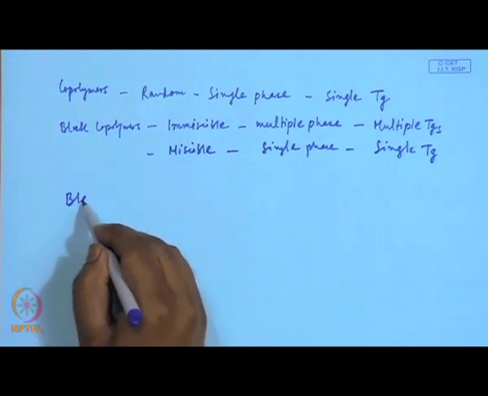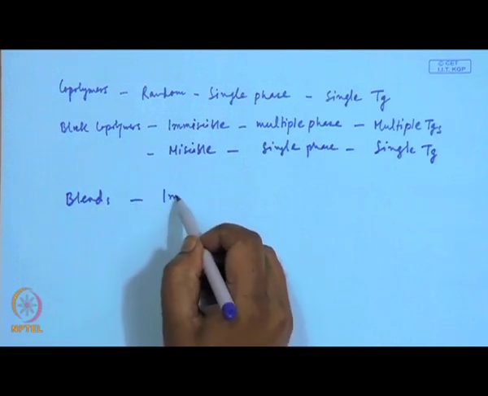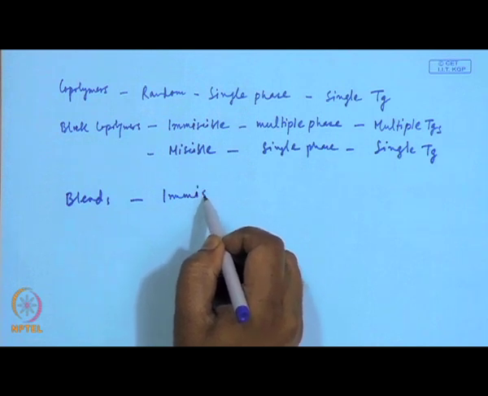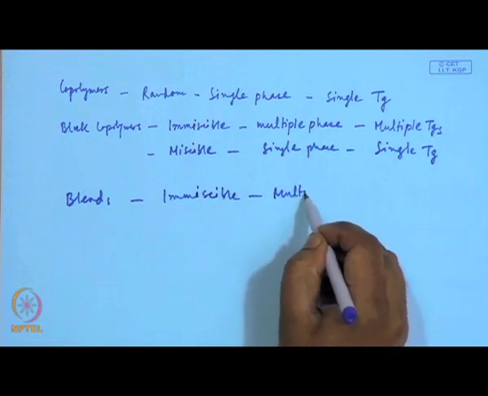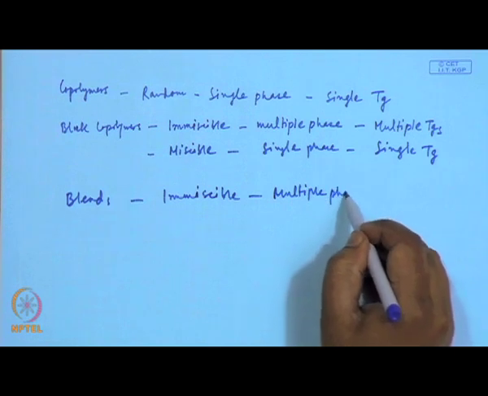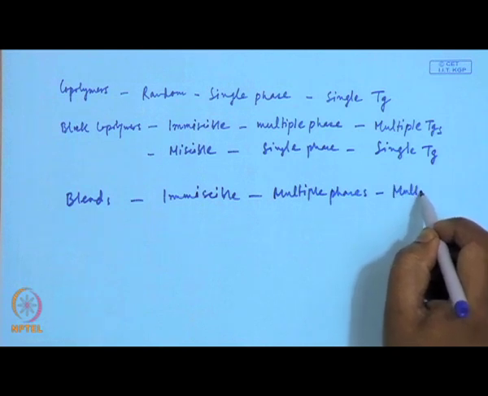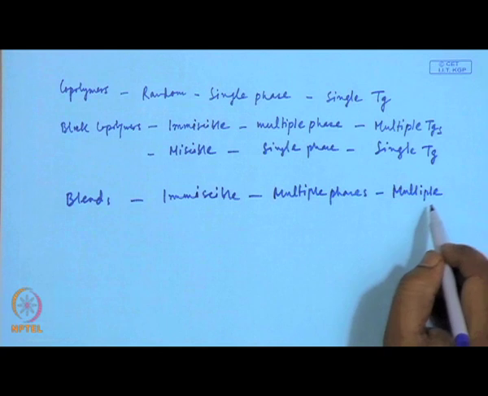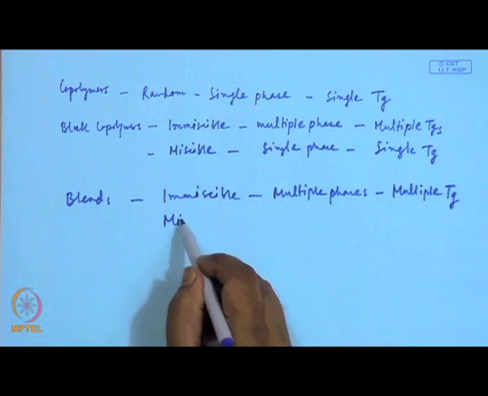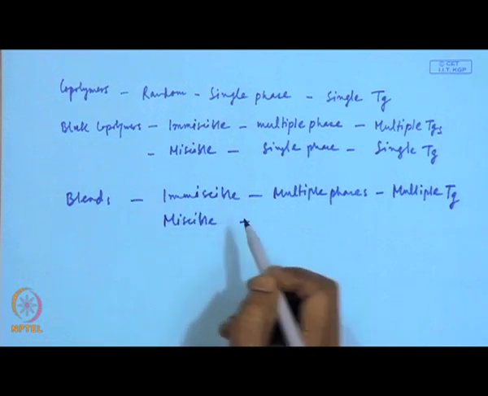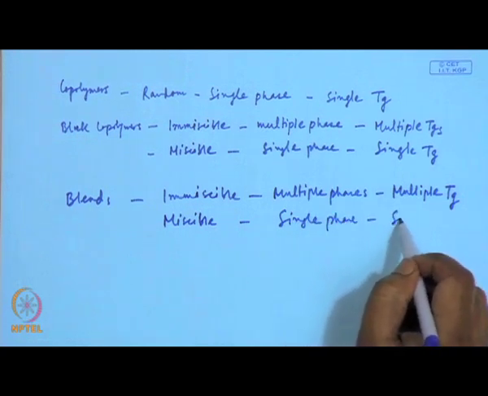Similarly, if we take two homopolymers and blend them, if they are immiscible, again a similar thing, then you have immiscible multiple phases, multiple Tg's. If you are talking about, say, two homopolymer blends, so multiple Tg's. If they are miscible, obviously single phase, and you have a single Tg.